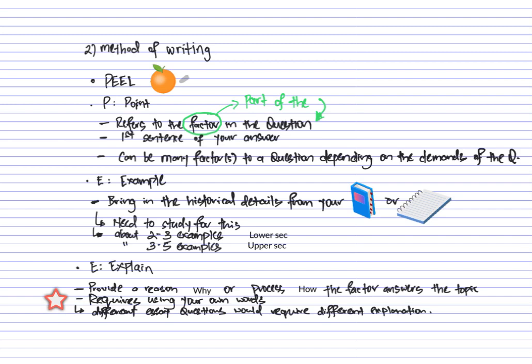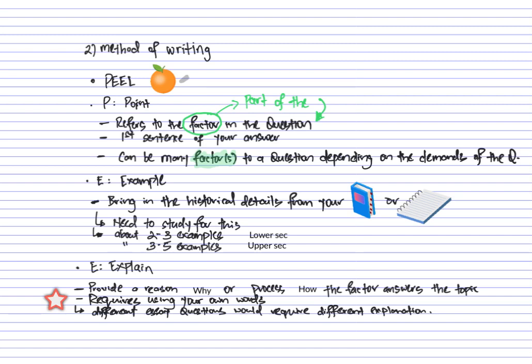So for point, it often refers to the factor in the question. Now, depending on the question that is given to you, you can have many factors in the question. All right, so normally we always write our point as the first sentence of your answer, and then when we move on, we write on the examples to support the factor of the question.